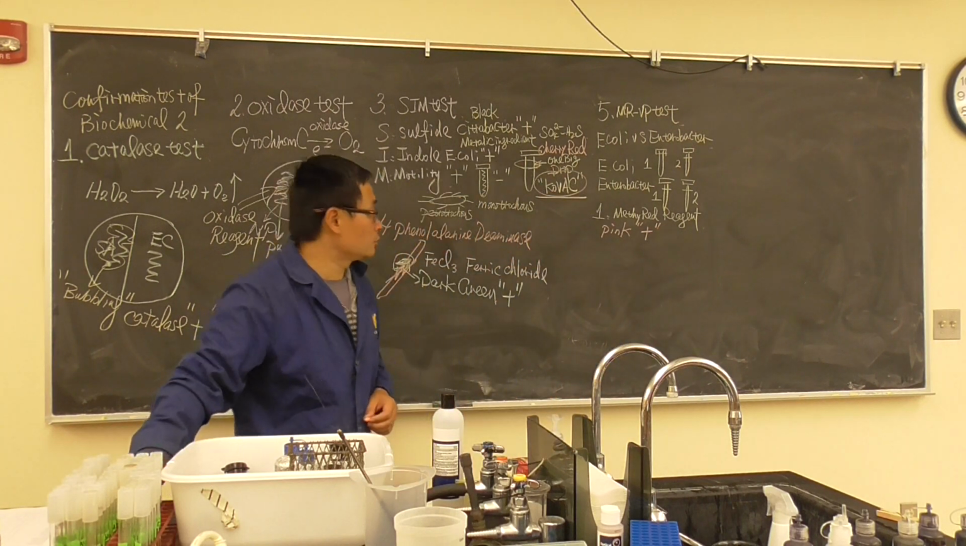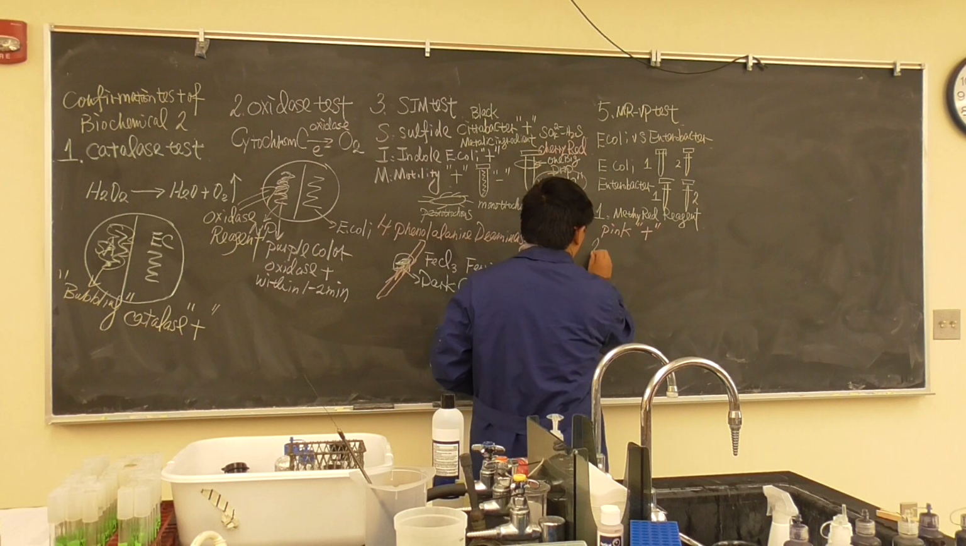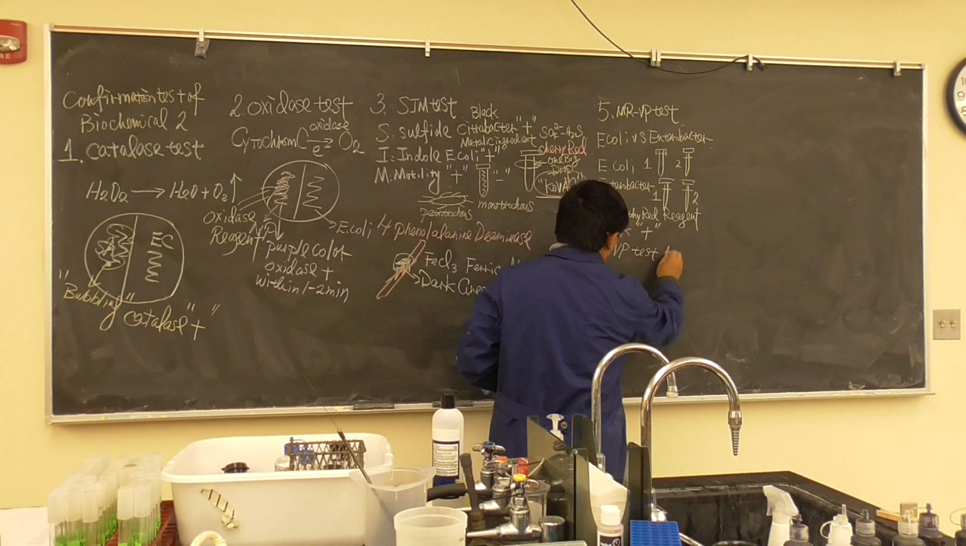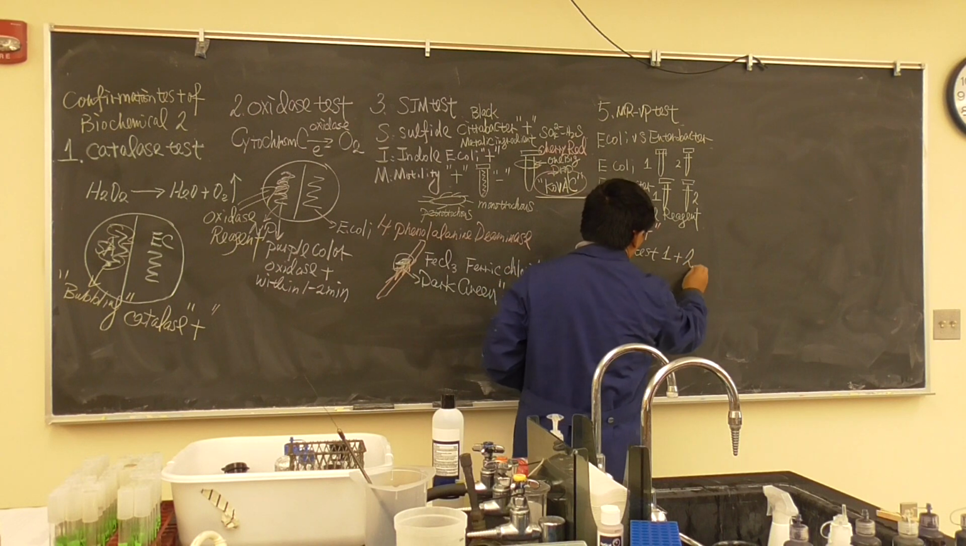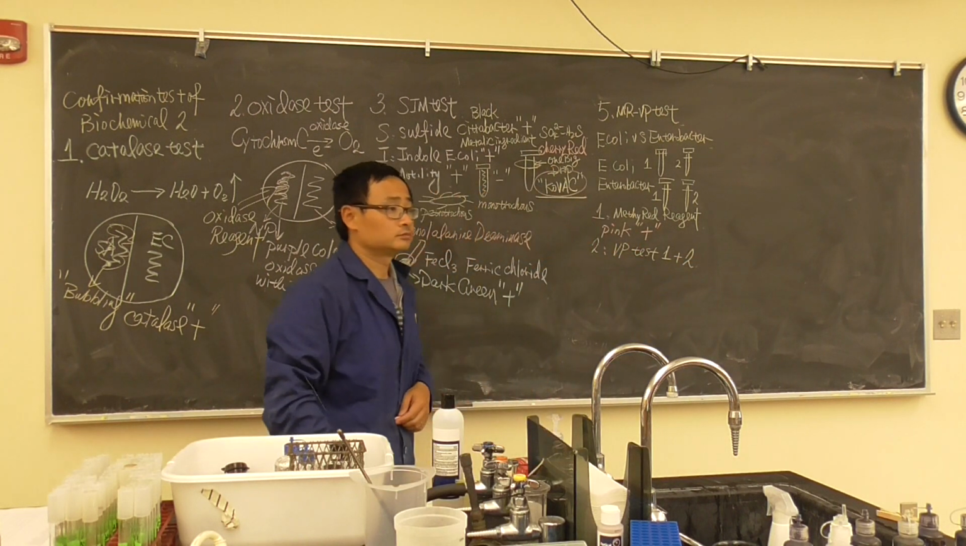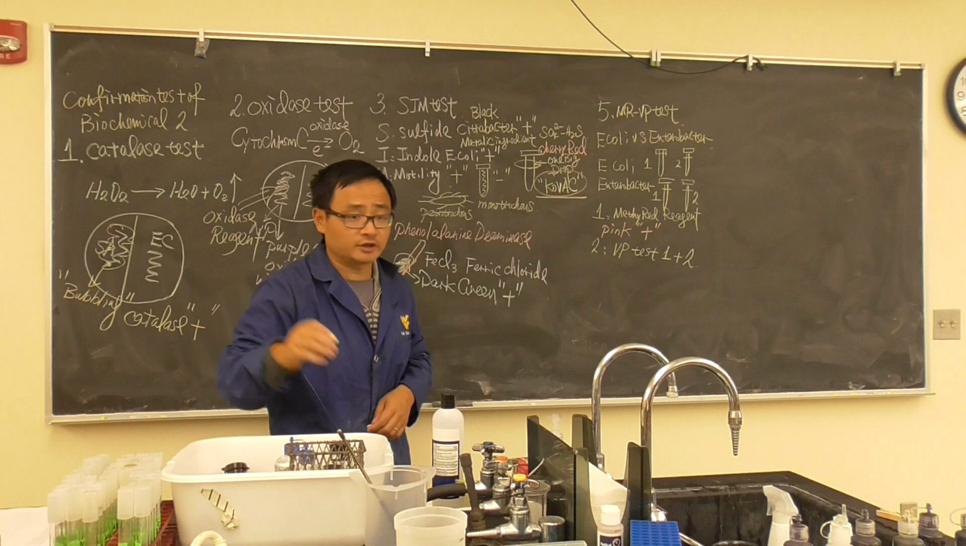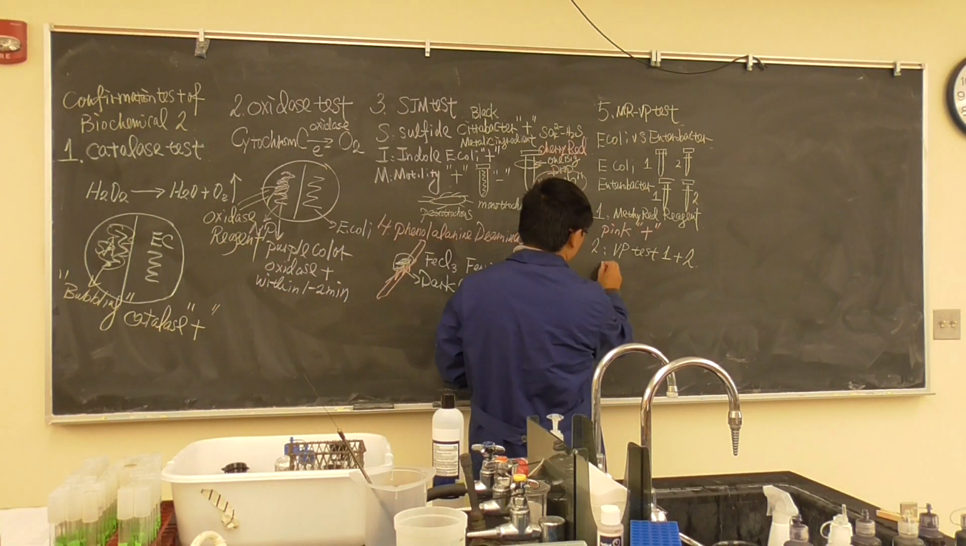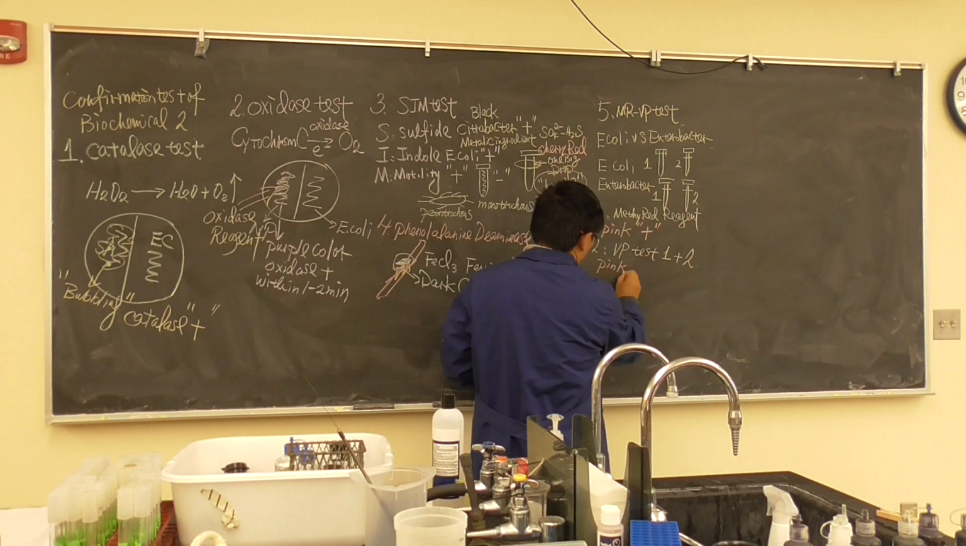Then you have another tube. It's tube number 2. You add a VP test reagent 1 and 2. You need to add both. Okay, you can do this by yourself later on. If it's pink, it is positive.